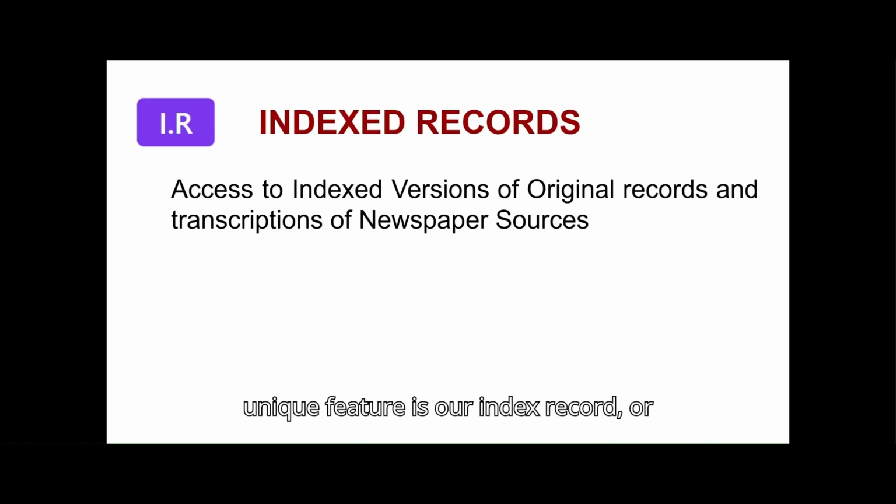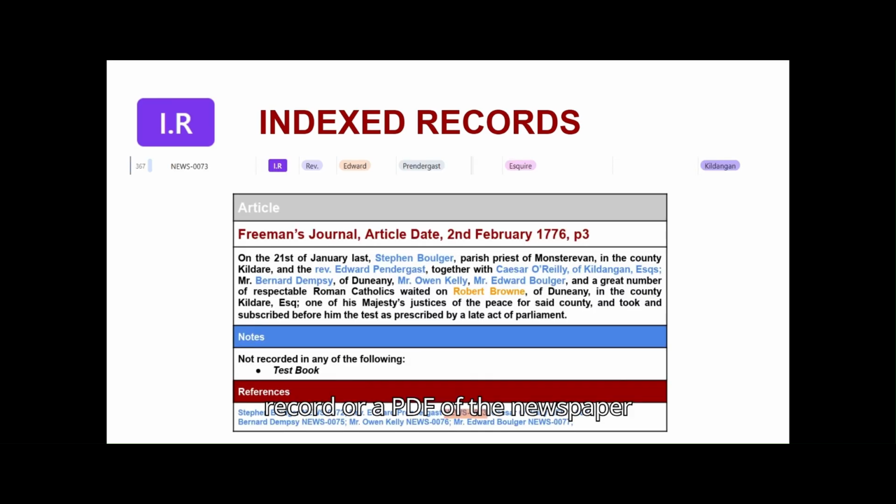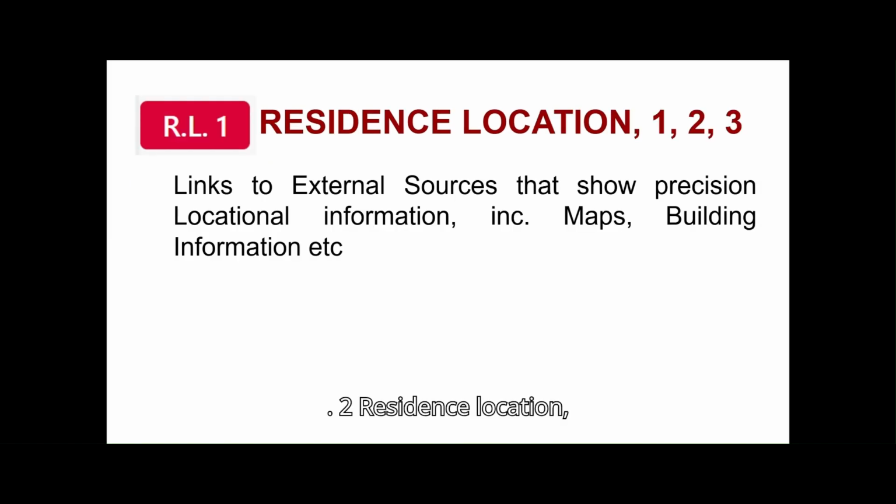Step 3. Unique features. Our databases offer several unique features that make finding and exploring records easier. The first unique feature is our index record or IR button. A purple button labelled IR appears after each record number. Clicking this button opens either an index version of the original record or a PDF of the newspaper report where the record was published.